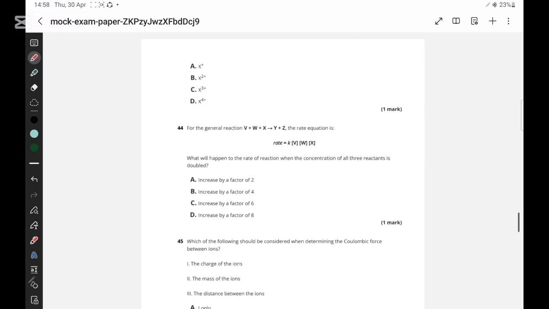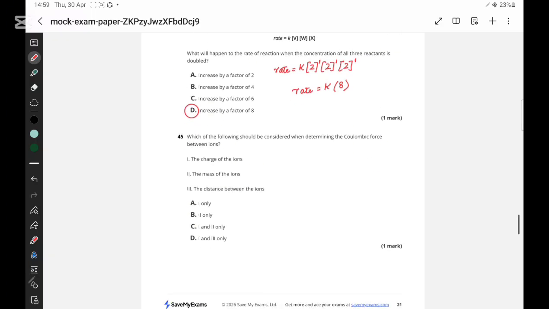For the general reaction, V plus W plus X forms Y plus Z, the rate equation is this. So what will happen to the rate of reaction when the concentration of all three reactants is doubled? If the concentration is doubled, then it would become 2 times, as they are first order, so 2 times 1, 2 times 1, 2 times 1. So the rate would become K times 8, which means it increased by a factor of 8.